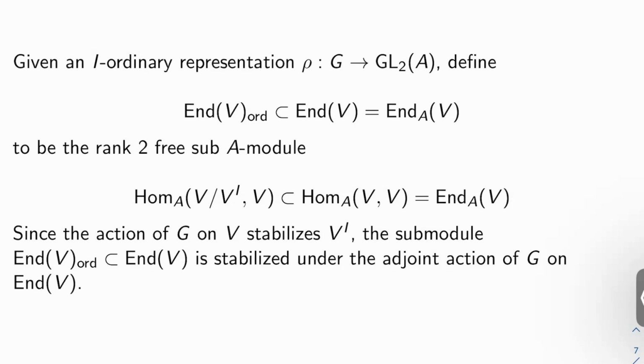Well, let's start here. Given an I-ordinary representation rho from G to GL2 of A, we'll define n_V^ord in n_V to be the rank 2 free A-submodule Hom_A(V/V^I, V), contained in the full Hom_A(V, V), which is just n_V. Now, the action of G on V stabilizes V^I, so the submodule n_V^ord inside n_V is certainly stabilized under the adjoint action of G on n_V. All right.